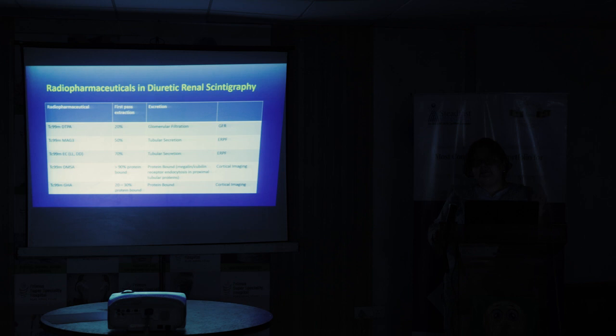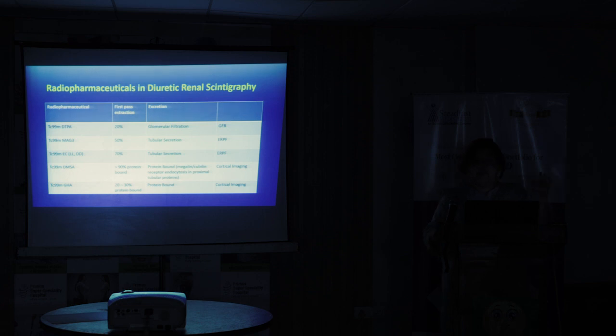With agents like DMSA or GHA, which are protein bound, you will not get a GFR value. You would only get a differential uptake. So if you have, say, a right kidney which is scarred and a left kidney which is normal, you can get a differential contribution, that the right kidney is contributing this much and the left kidney is contributing this much. But you cannot get an absolute number for a GFR. So these are the basic things which you have to understand.